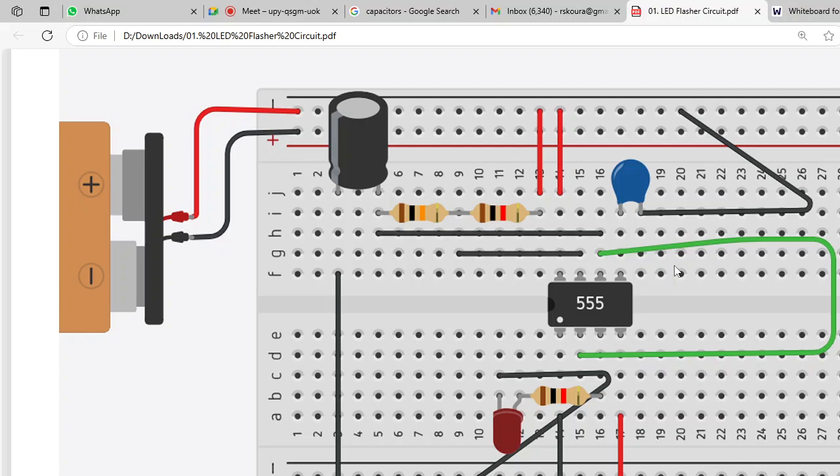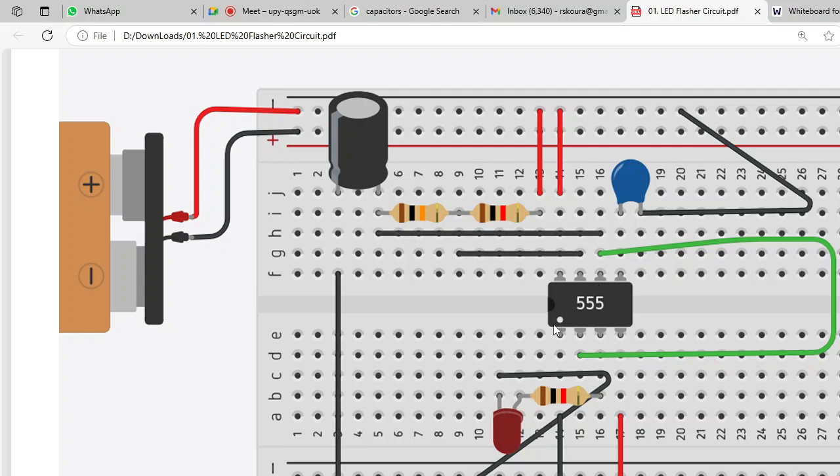There are things which are always there almost 90% of the time. Pin number 2 and pin number 6 are connected. One is called the threshold, the second is called the trigger. So trigger and threshold are connected together. You can see they are connected using this green wire.